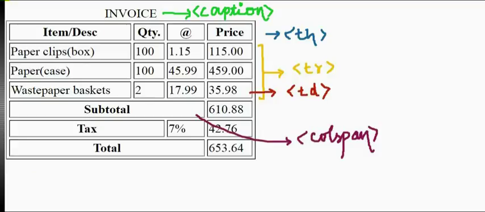For example, the total table is divided into 4 columns, and out of the 4 columns, the subtotal heading occupies 3 column space. That is, we set colspan equal to 3 for subtotal, and the text heading occupies only 2 columns of the total table. That is, we set colspan for the text equal to 2, and the total also occupies 3 column space. That is, we set colspan equal to 3 for the total.